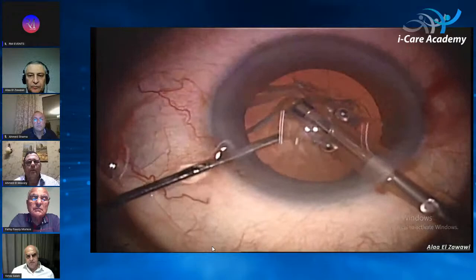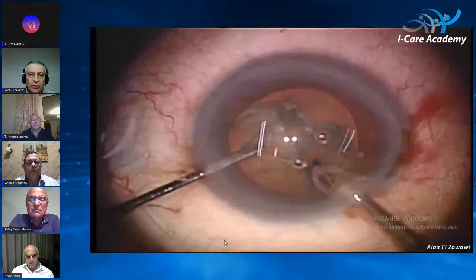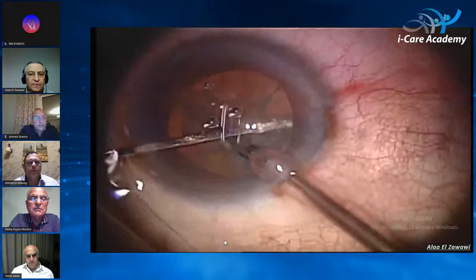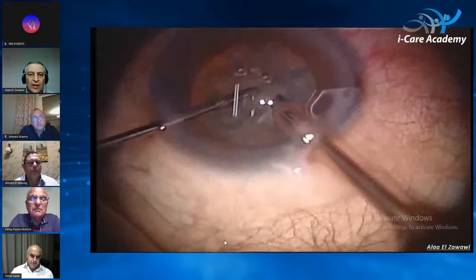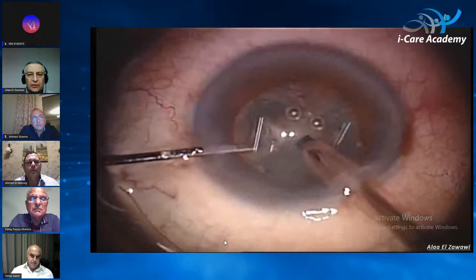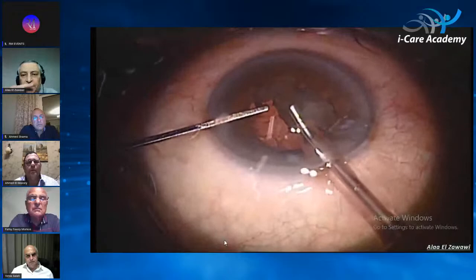This is my divide and conquer technique. I am doing the initial division and then doing another perpendicular to it, at 90 degrees, dividing the lens into two pieces and seeing the red reflex. Before completing, I am trying to do the other quadrant so that the lens pieces will be stuck to each other, and then getting out all the quadrants and the cortex.